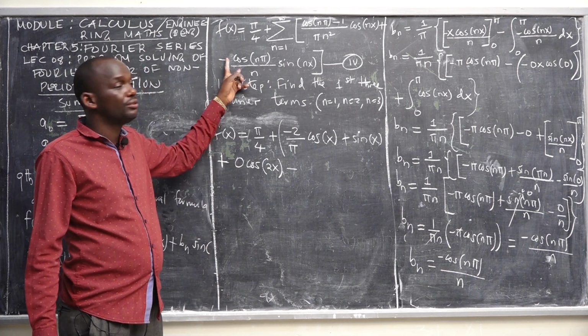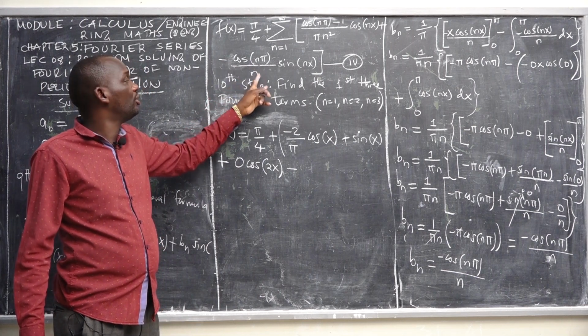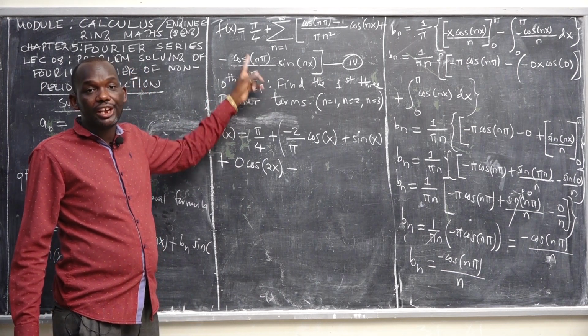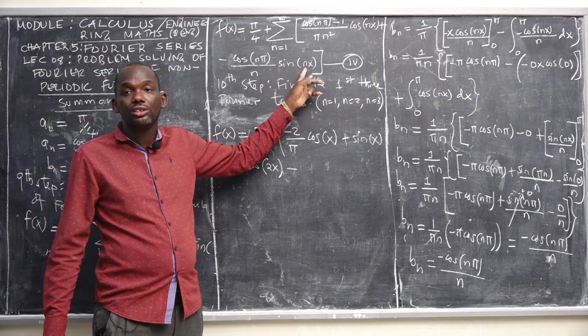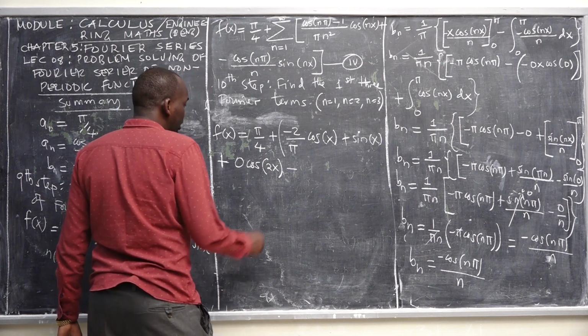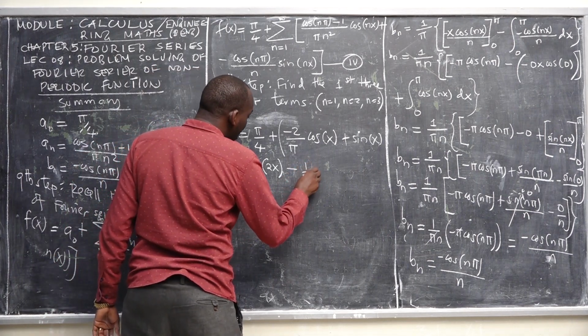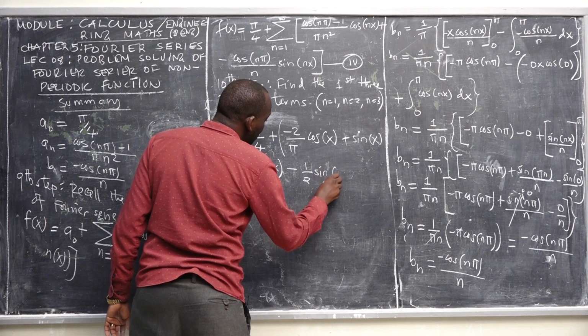1 times negative 1 over what? n is equal to 2. Negative 1 over 2, right? And then n is equal to 2, sine of 2x. So here you're going to have negative 1 over 2 sine of 2x.